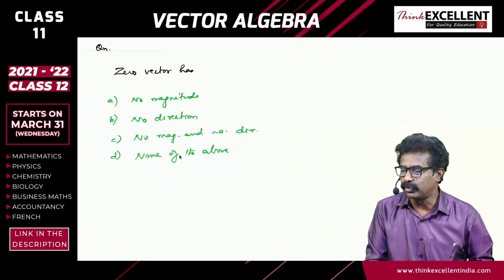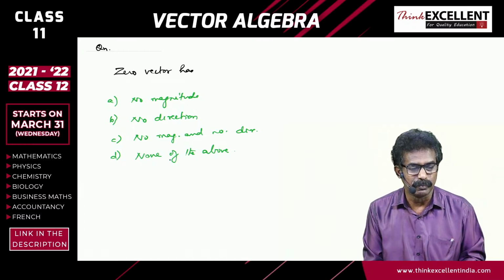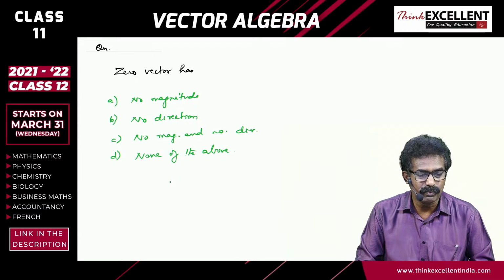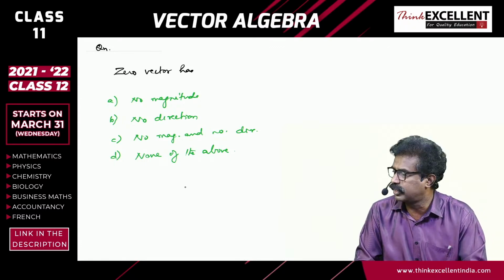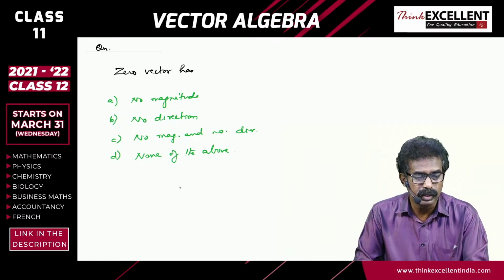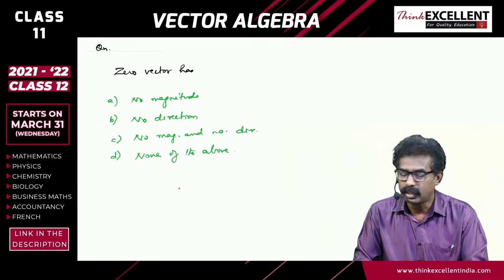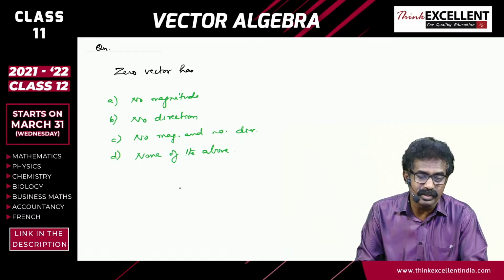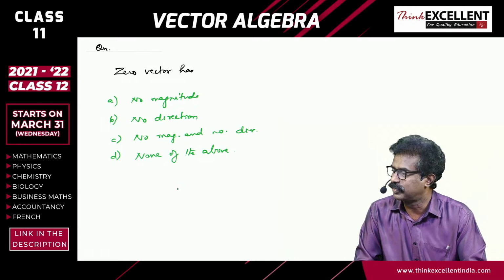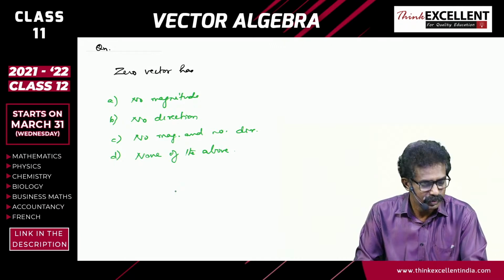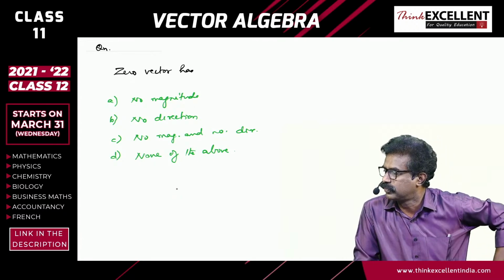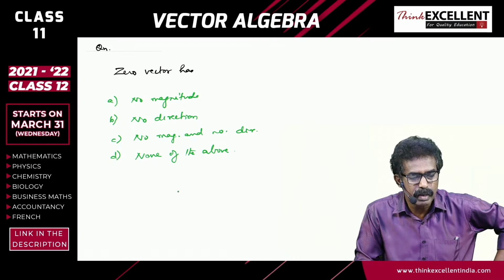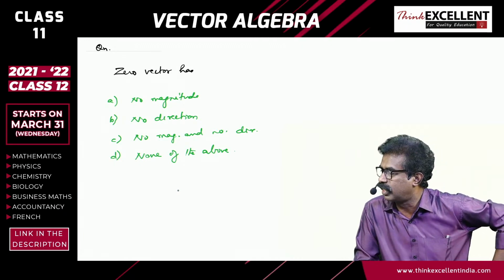Then just I'm going to give you, so how much you understood? I'm giving a question. I'm giving 4 options. I want you to give your answer in the chat section. 0 vector has: first option no magnitude, second one no direction, third one no magnitude and no direction, and the fourth one none of the above. So there are 4 options. So you give your answer, it is A, B, C or D. Yes, you can give your answer quickly.